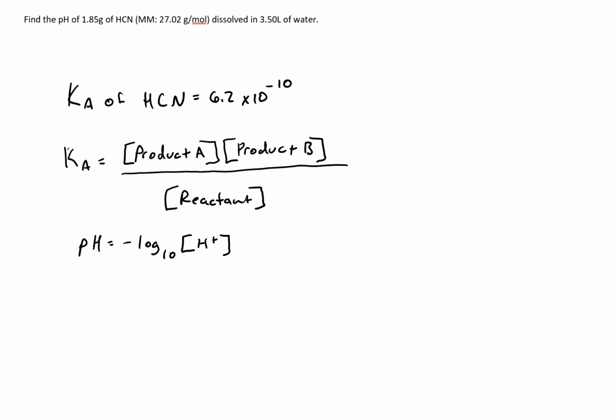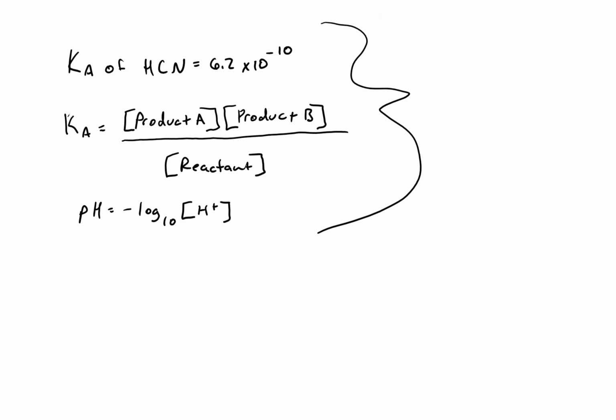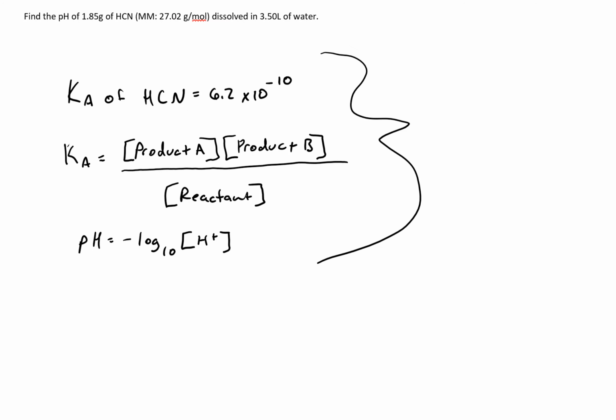So up front there are three things that we're going to want to know: the Ka of hydrocyanic acid, the formula for finding Ka, and the fact that pH is equal to negative log base 10 of the concentration of H plus ions. The tricky part in this problem arises in the fact that hydrocyanic acid is a weak acid and it does not 100% dissociate when added to an aqueous solution.